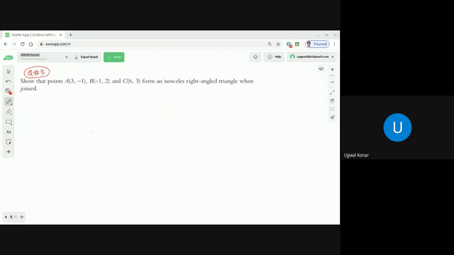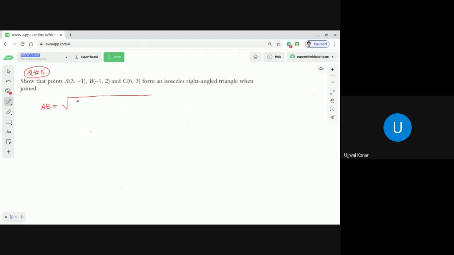So dear students, what is the value of AB you got? I got root 13. Root 13? Okay, let us find it out. I thought AB is equal to 5. Yes, 5 is the correct one. Manishka, let us see what happened.